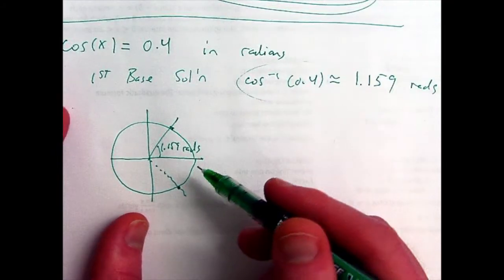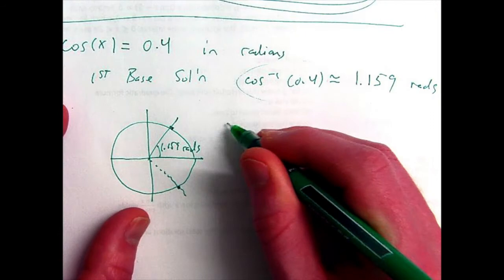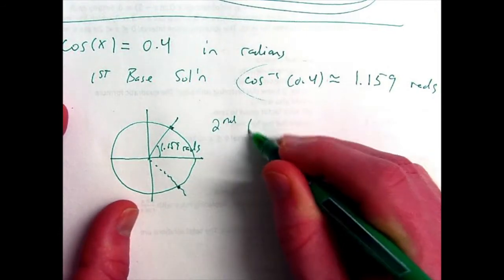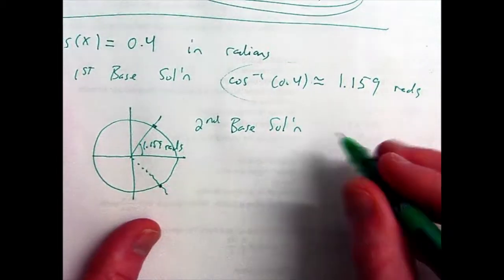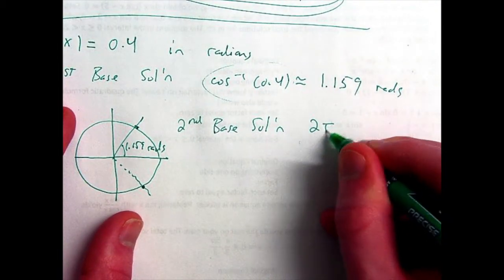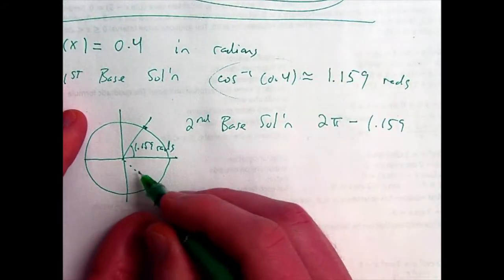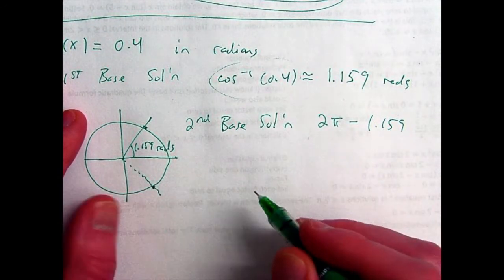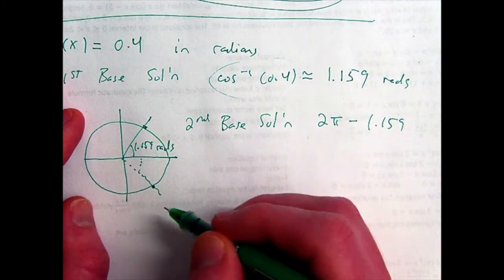It's best to think of this second base solution, that is this angle here, as 2 pi minus the first base solution. Do you see that this angle here is actually 2 pi minus the first base solution? Because obviously this angle here is congruent to this one, right? They're both the same magnitude.